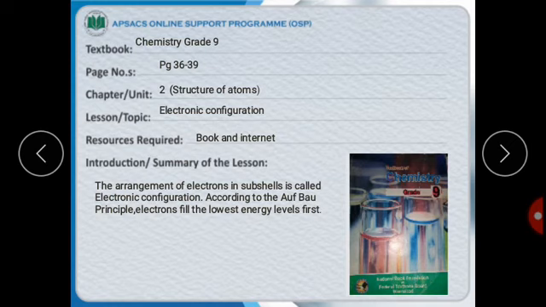My dear students, we are still continuing our second chapter of chemistry, that is structure of atoms, which is on your book page number 36. Today our topic is electronic configuration.